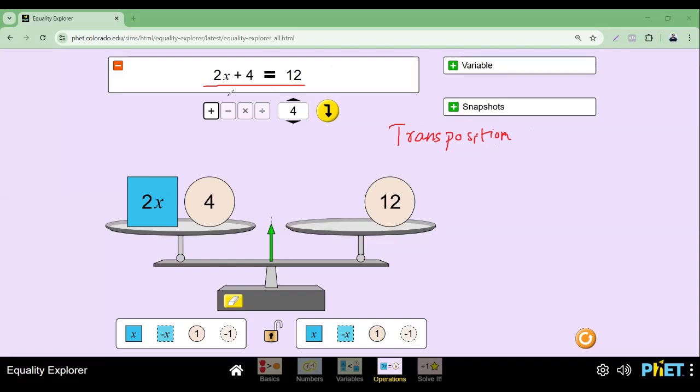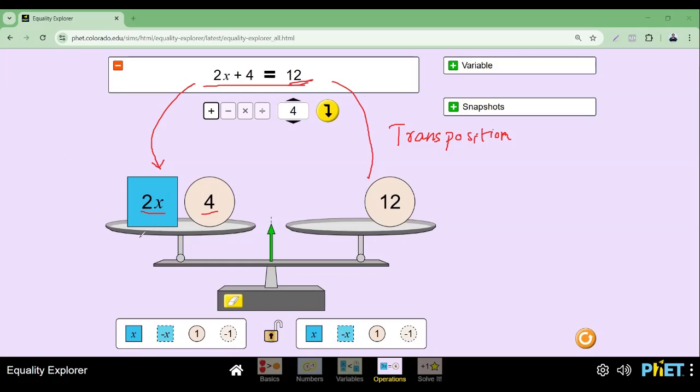If you see the pictorial representation of it, you can see it here. What it actually means is 2x plus 4 means there is a 2x and a 4 on one side of a weighing balance, and the other side has the 12. Right now, this is exactly balanced. Correct, it is exactly balanced.